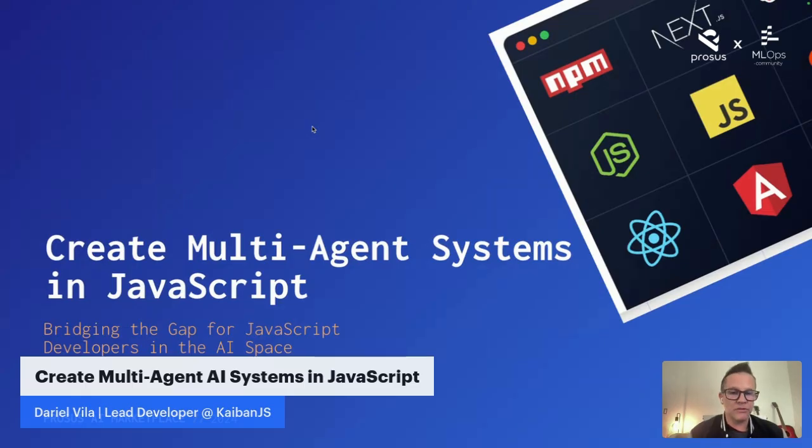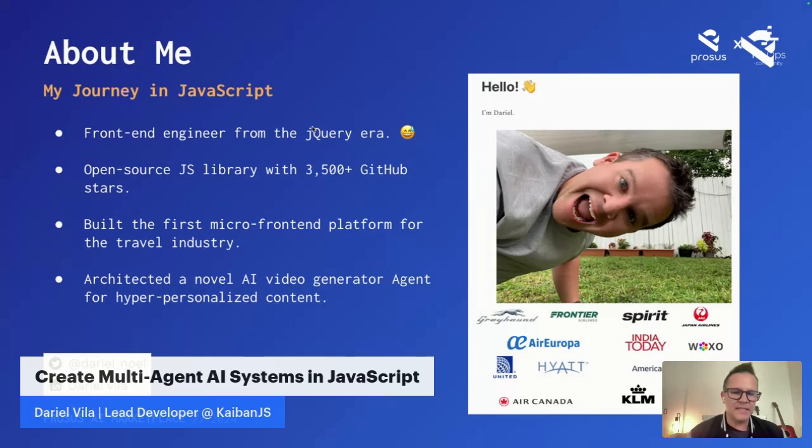In this one, we will talk about how to create multi-agent systems in JavaScript. Yes, Adam was right. There is a huge need for AI tooling for JavaScript developers, and we were trying to solve that.